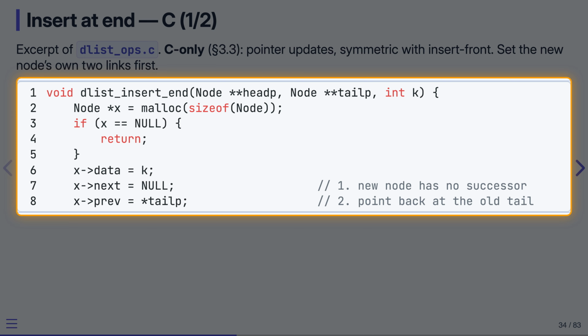This is insert at the end. We can see it is the mirror image of insert at the front. In this first half we set up the new node. We call malloc and store the address in X. If malloc fails, we return and leave the list unchanged. We set X arrow data to the new value K. We set X arrow next to null, because the new node will be last, so nothing comes after it. And we set X arrow prev to the old tail, so the new node points back at the old last node. Again, the new node's two links go first.